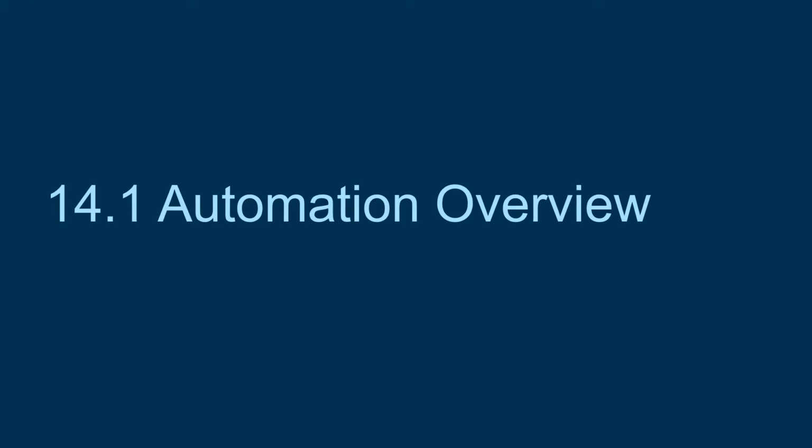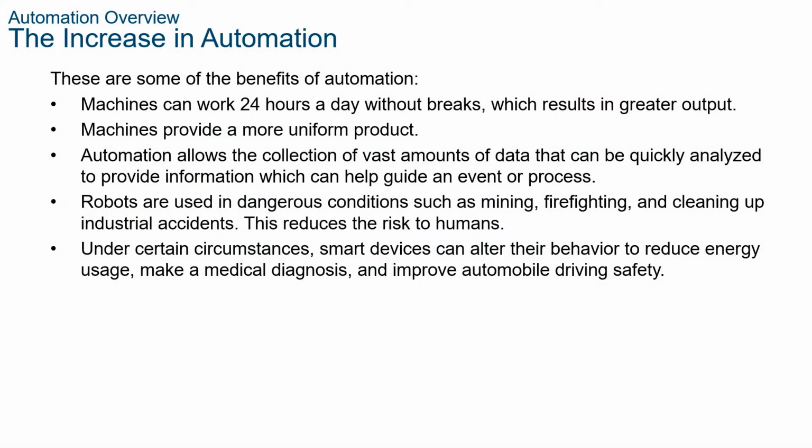So let's start with an automation overview. We now see automation everywhere, from self-serve checkout at stores and automatic building environmental controls to autonomous cars and planes. So how many automated systems do you encounter in a single day? There is an increase in automation. Automation is any process that is self-driven, that reduces and potentially eliminates the need for human intervention.